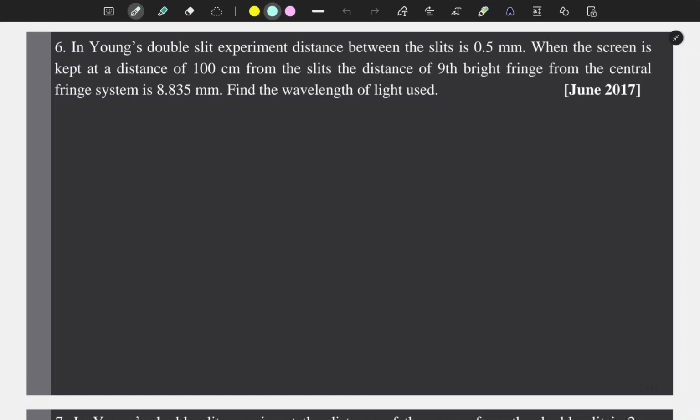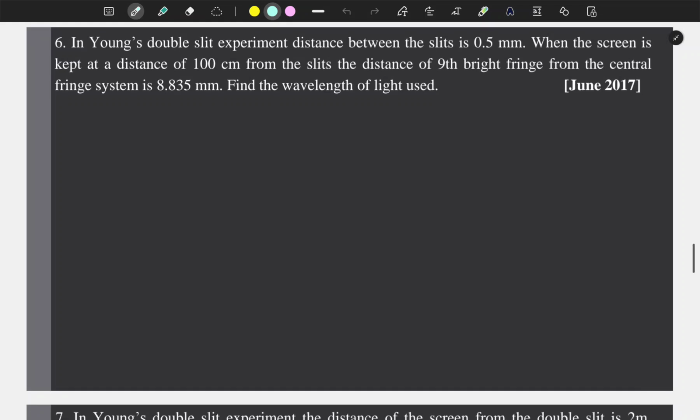is 0.5 millimeter when the screen is kept at a distance 100 centimeter from the slits. The distance of ninth bright fringe from the central fringe system is 8.835 millimeter. Find the wavelength of light used.